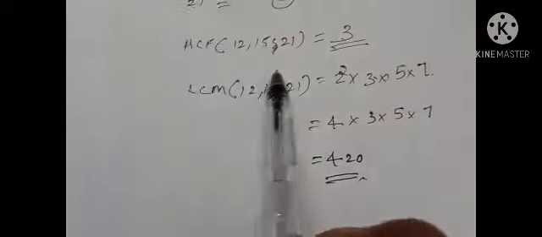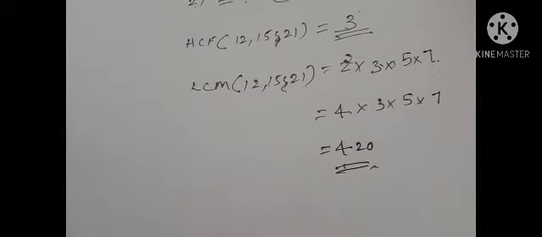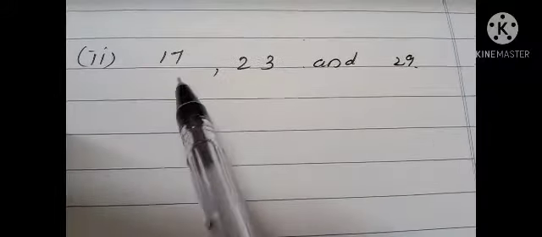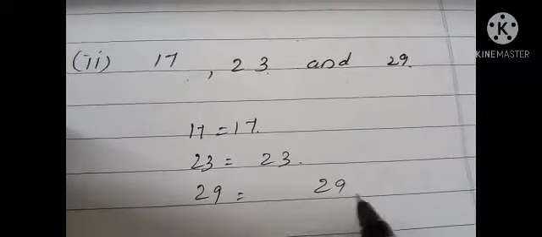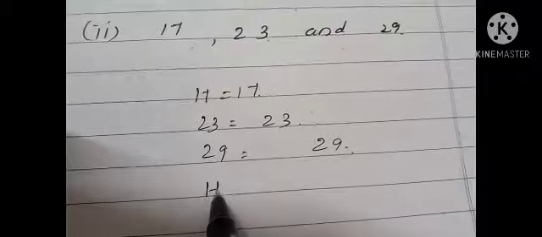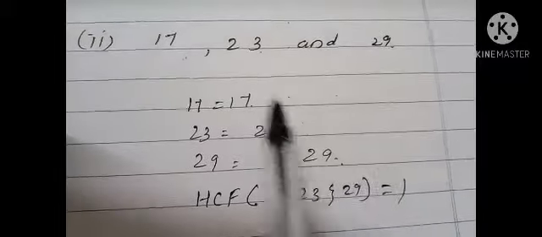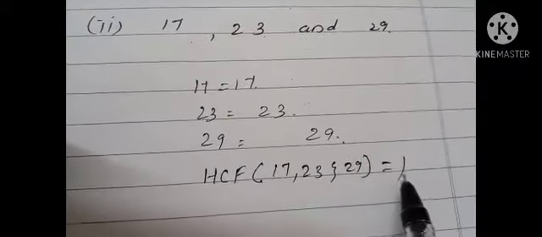So the HCF of 12, 15 and 21 is 3. The LCM of 12, 15 and 21 is 420. The second sub-question is find the LCM and HCF of 17, 23 and 29. Here we already know that 17 is a prime number, 23 is a prime number and 29 is also a prime number. So we get 17 as 17 itself, 23 as 23 itself, then 29 as 29 itself. Then here there is no common factor between these three numbers. So what will be the HCF of these three numbers? That is 1. If there is no common factor, the HCF will be 1.